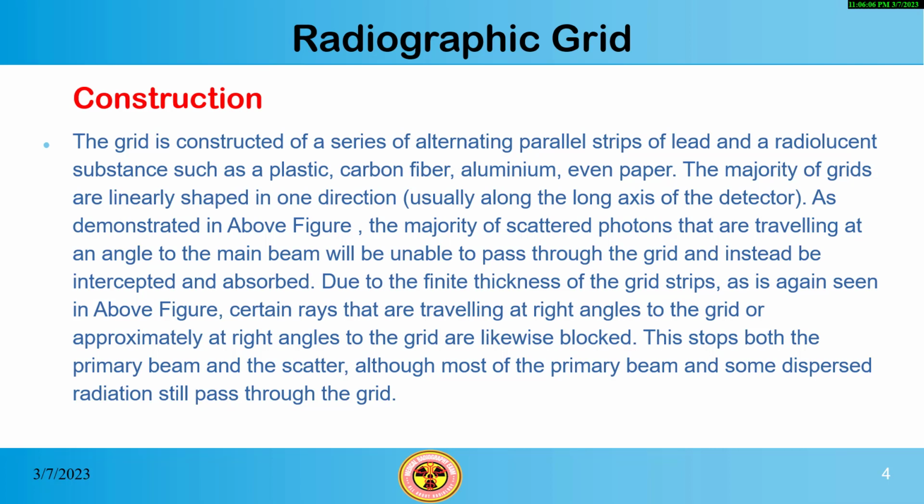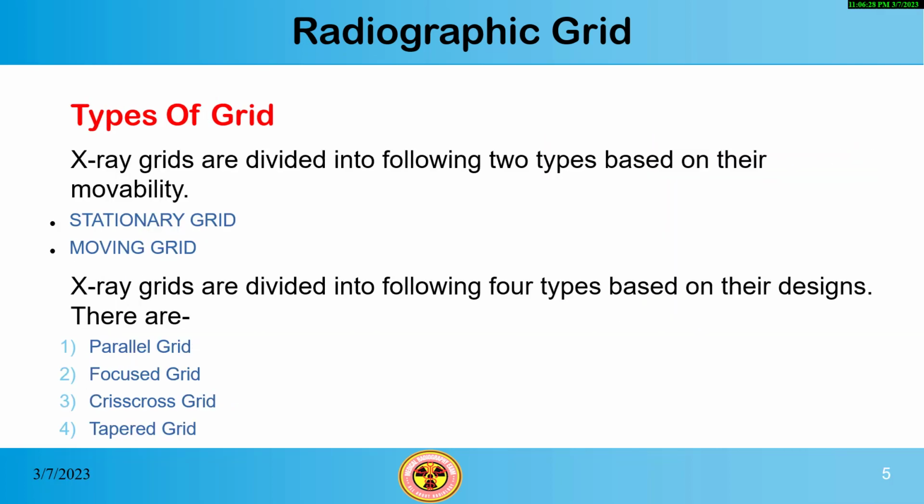Due to the finite thickness of the grid strips, as is again seen in above figure, certain rays that are traveling at right angle to the grid or approximately at right angle to the grid are likewise blocked. This stops both the primary beam and the scatter, although most of the primary beam and some dispersed radiation still pass through the grid.